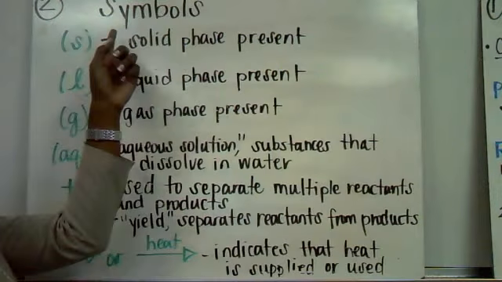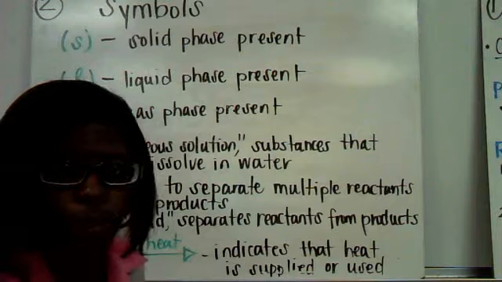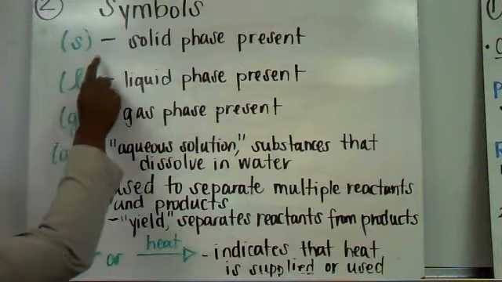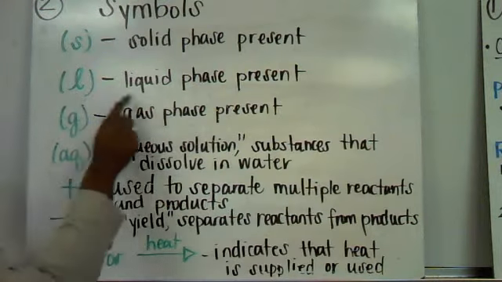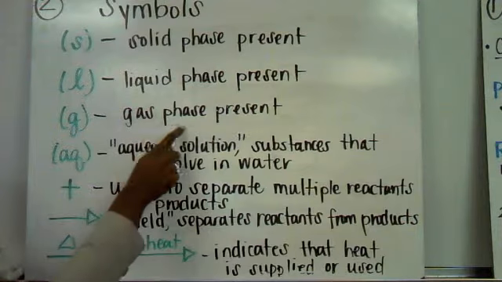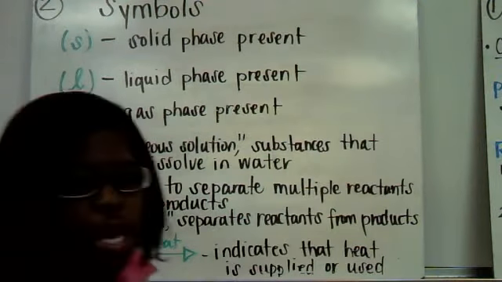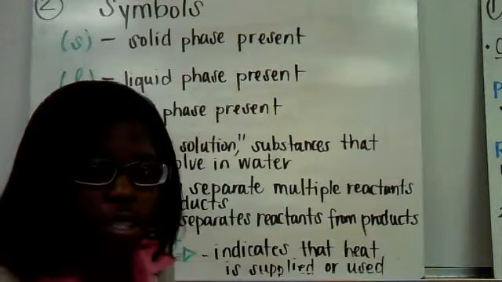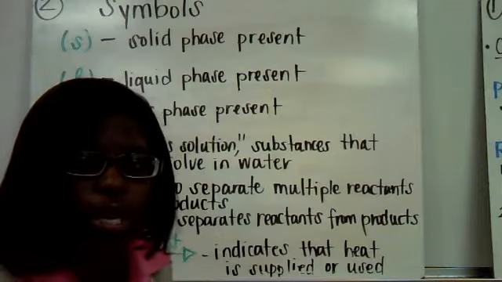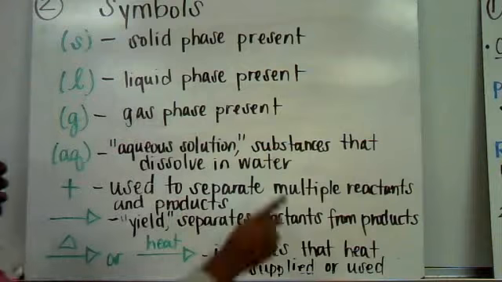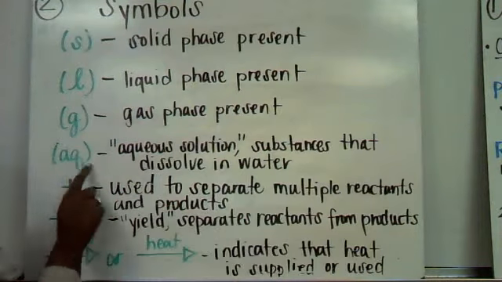So you need to know what symbols are actually used in chemical equations. S represents the solid phase, L the liquid phase, G the gas phase, and AQ represents an aqueous solution. Aqueous refers to water, so if something has an AQ symbol, it can be dissolved in water. So substances that dissolve in water are represented by AQ.